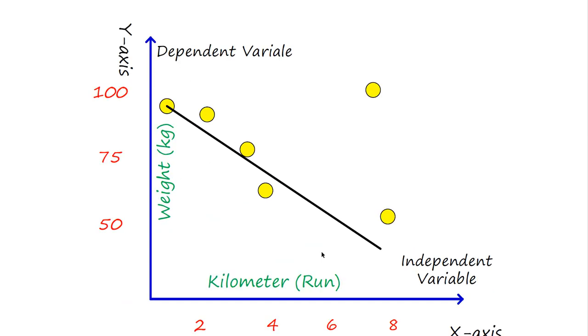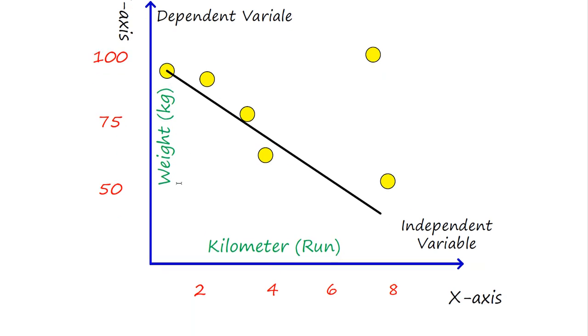Here we look at this weight and running example on this scatter diagram. As you can see, this person runs 1 kilometer per day and their weight is about 90 kg, and this person runs approximately 2 kilometers per day and their weight is lower as compared to the first person, and this person runs 8 kilometers and their weight is 55.